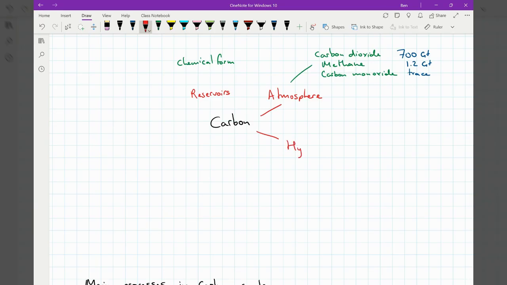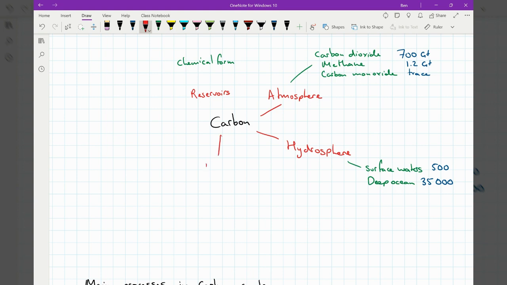Next one then is the hydrosphere. And that's our reservoir, sorry. And then we have surface waters, and this is dissolved into them. And we have the deep ocean, and we have 500 gigatons and 35,000 gigatons.